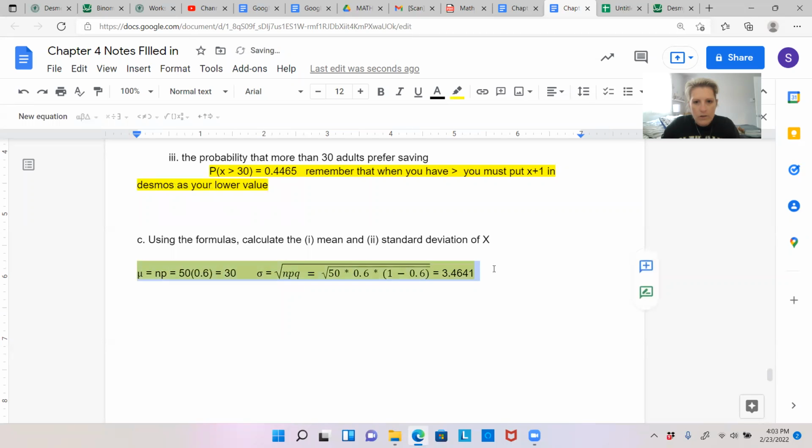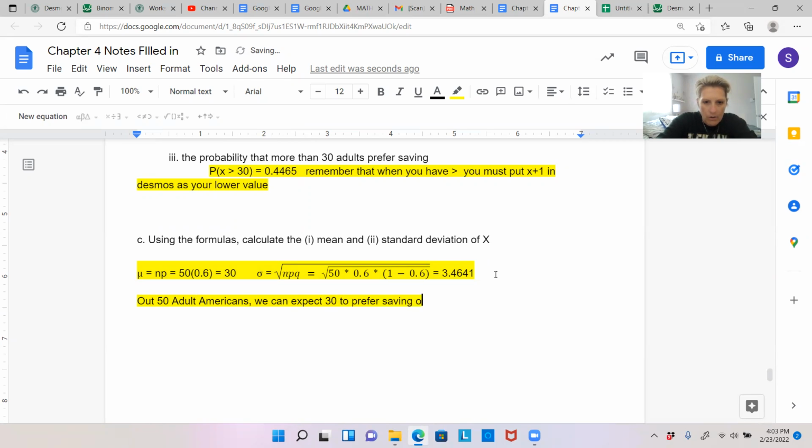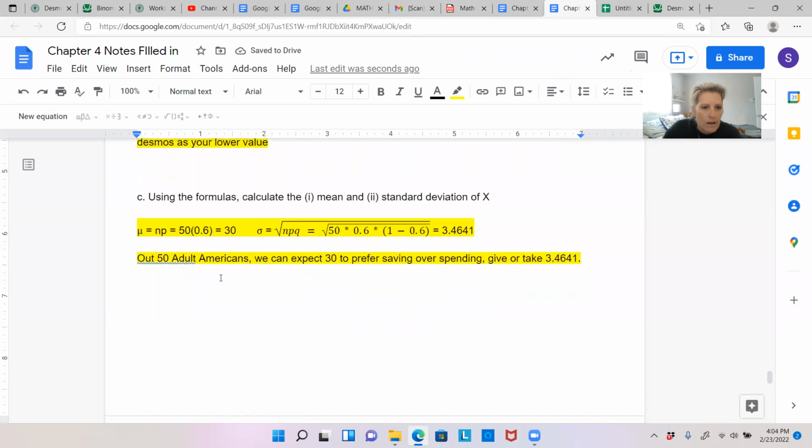And let's go ahead and just interpret that while we're at it, because we're getting good at this. So let's just write out of 50 adult Americans, we can expect 30 to prefer saving over spending, give or take. So the give or take is describing our standard deviation, 3.4641. That should say out of. Okay.